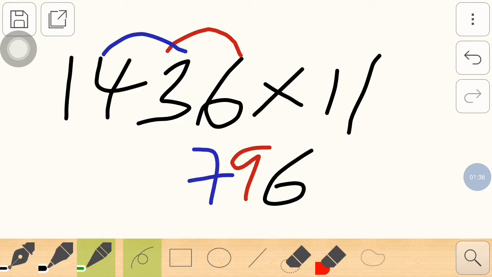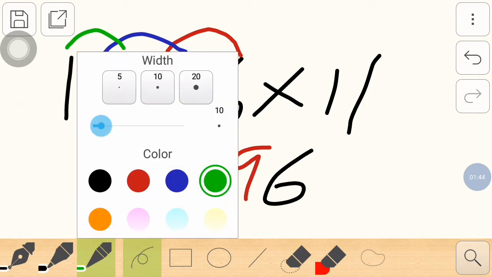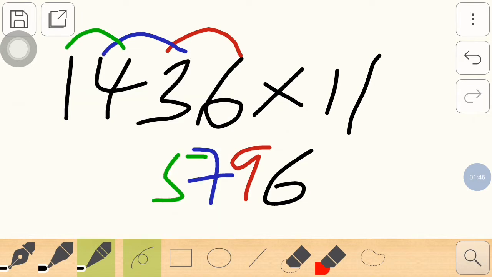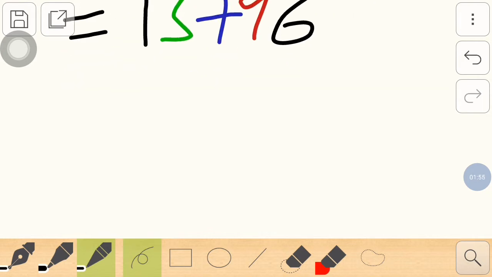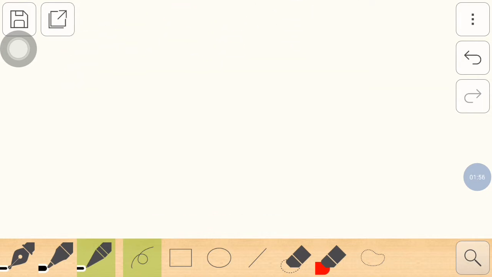We do this until we exhaust the pairs. The next pair is 1 and 4. 1 plus 4 gives us 5. And since there is no other number to pair the last number with, we just drop it, giving us the solution to this question to be 15796. Let's see another example.